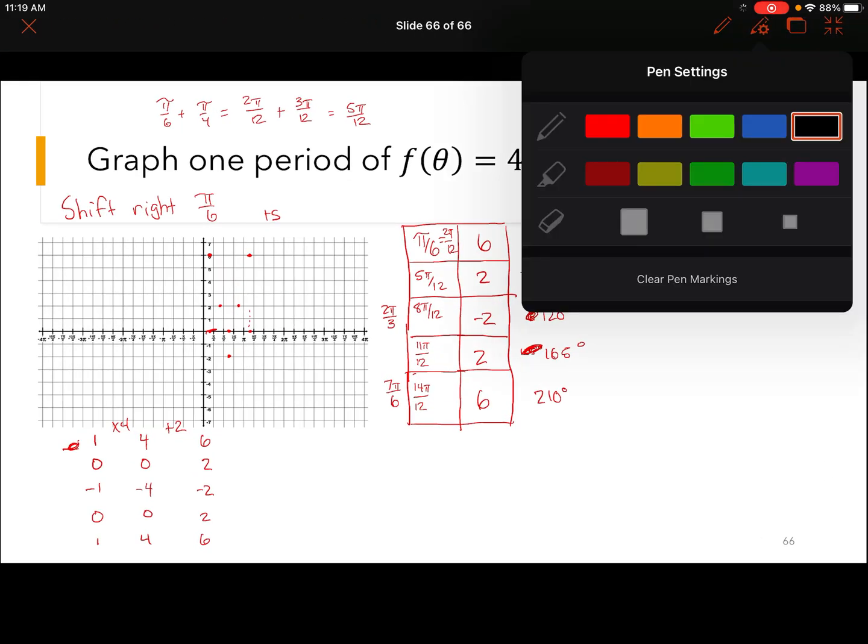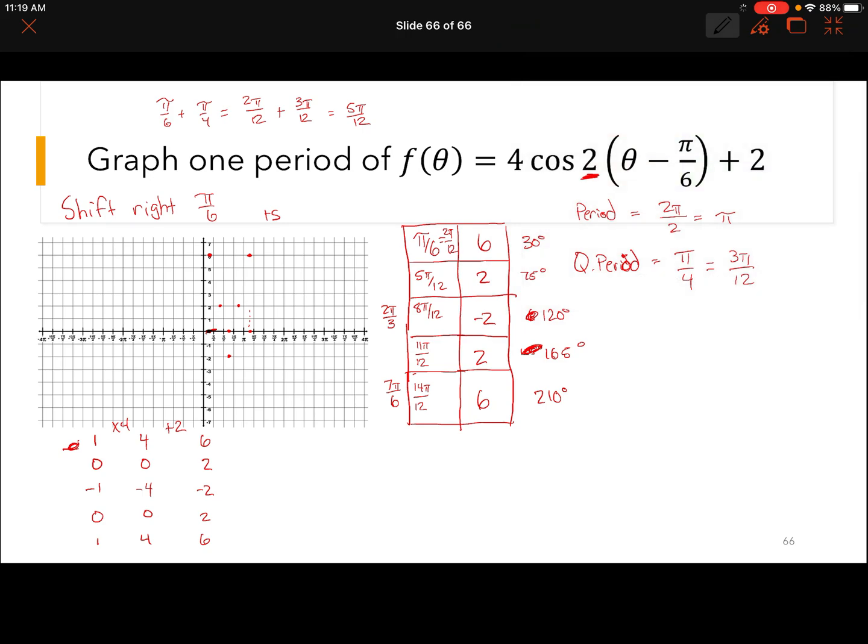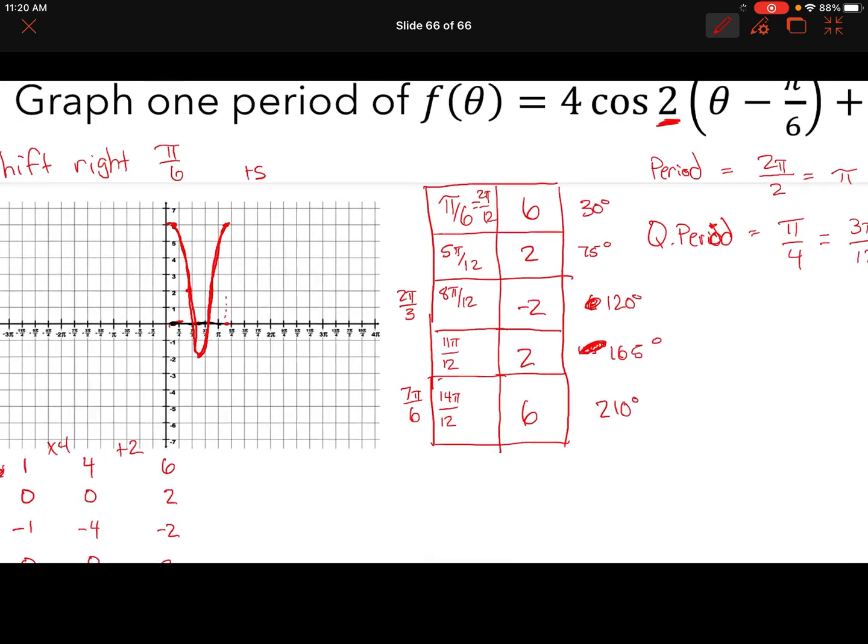So ignore these values on the axis. We'll color them in, but the way our graph should look is we start at 6, go down to negative 2, and we get something like that.